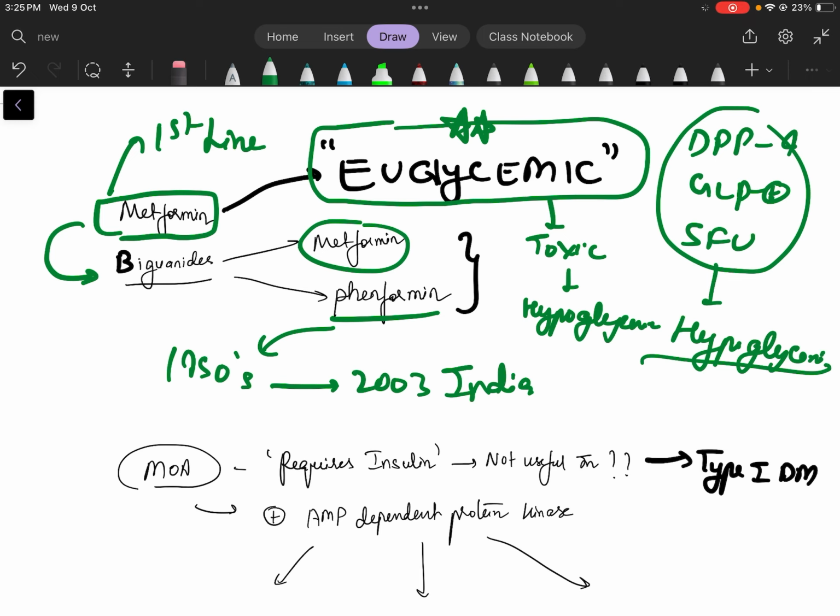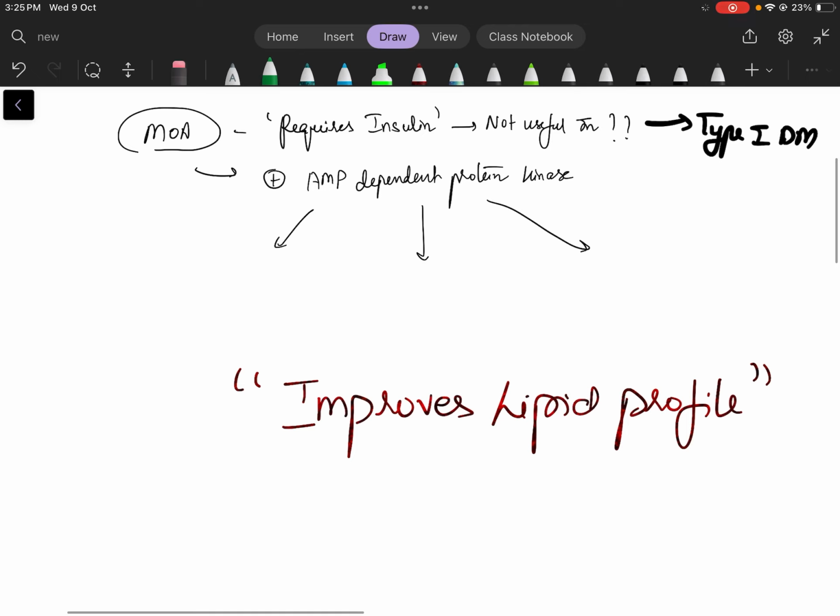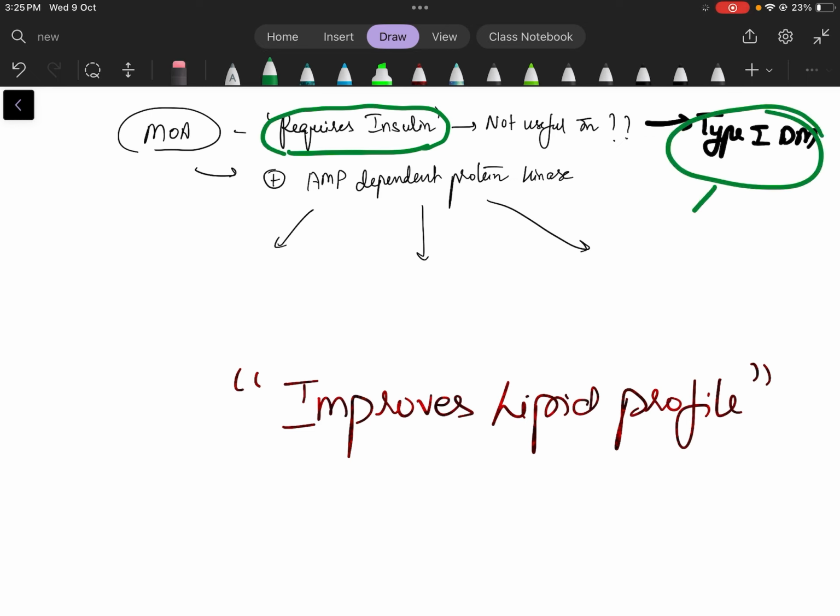Okay, now we'll come to the mechanism of action of metformin. Another peculiar feature of metformin is that it requires insulin for its action to take place. Other drugs cause the release of insulin, whereas metformin requires insulin for its action. And since it requires insulin for its action, it is not useful in type 1 diabetes. Other drugs act on beta cells of the pancreas, or act through the GI tract, decreasing the absorption of glucose.